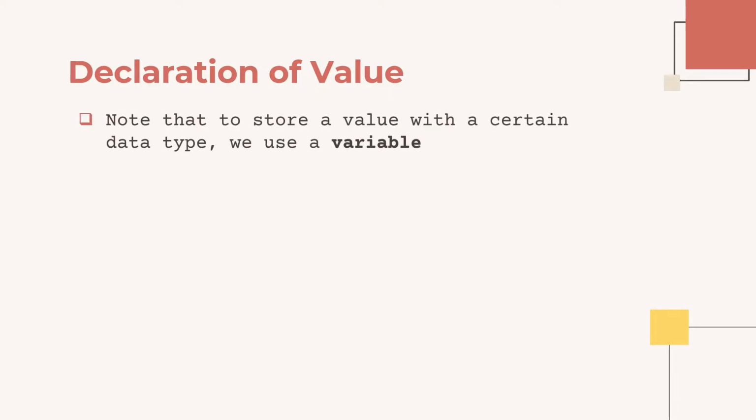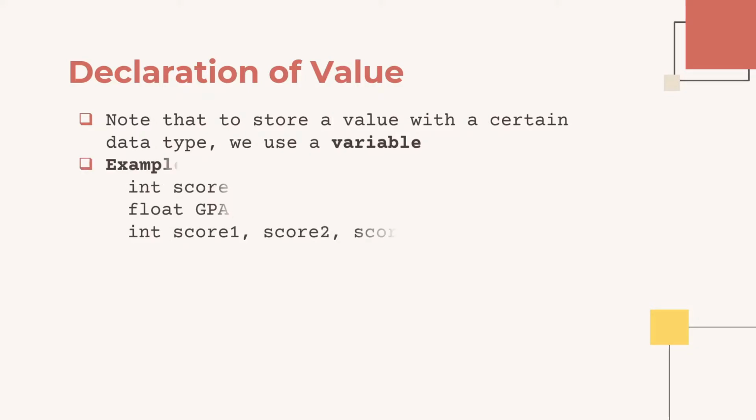Note that to store a value with a certain data type, we use a variable. The format is data type, then the name of the variable. For example, integer score, float GPA, and then integer score1, score2, score3. So there are three variables that will be used to store integer data: score1, score2, and score3.